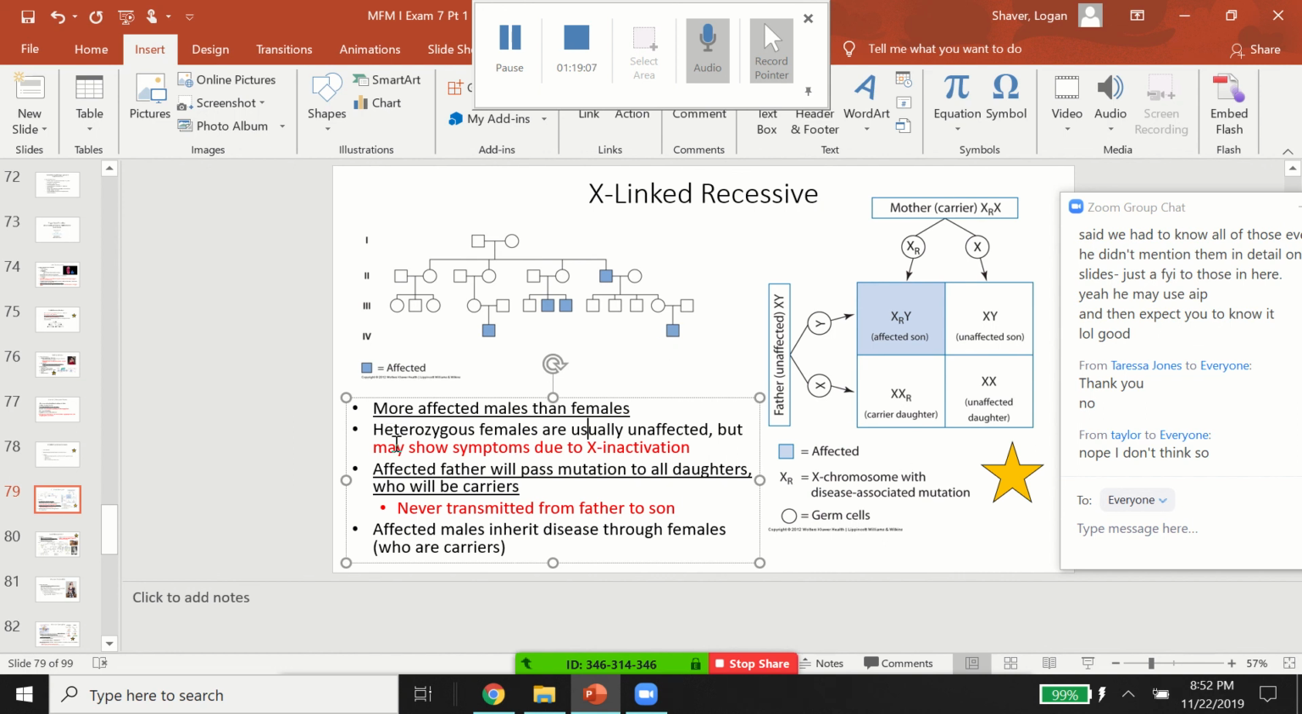So therefore, affected fathers will pass on that mutation to all daughters who will be carriers. So this one right here, this male, since he has that X that's corrupted, he's got that disease, and he has that normal Y, every daughter that he has will gain his X, right? And so therefore, they won't have the disease because it's X-linked recessive now, but they'll still be a carrier. So that would be their phenotype would be this up here. I mean their genotype, my bad.